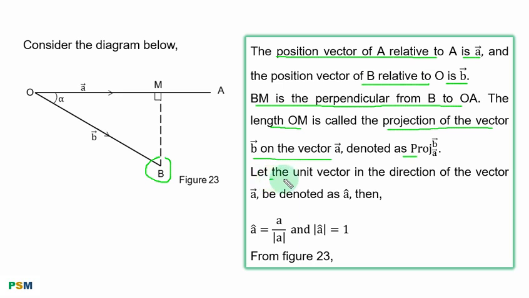Let the unit vector in the direction of the vector A be denoted as this. Then the unit vector A is equal to vector A over the magnitude of vector A. Note that the magnitude of a unit vector is always equal to 1. From the given figure, we continue with the lesson.